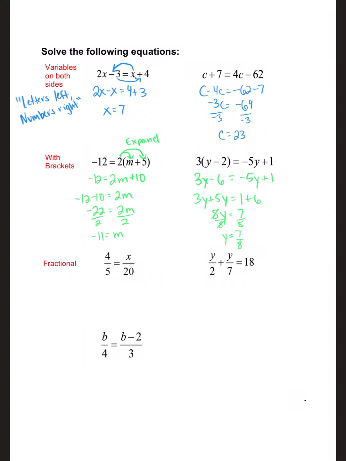Okay, so there's the solution for the next one with brackets. We again expanded and simplified, and then we use our algebra rules about getting all your letters on the left and your numbers on the right to solve for y.